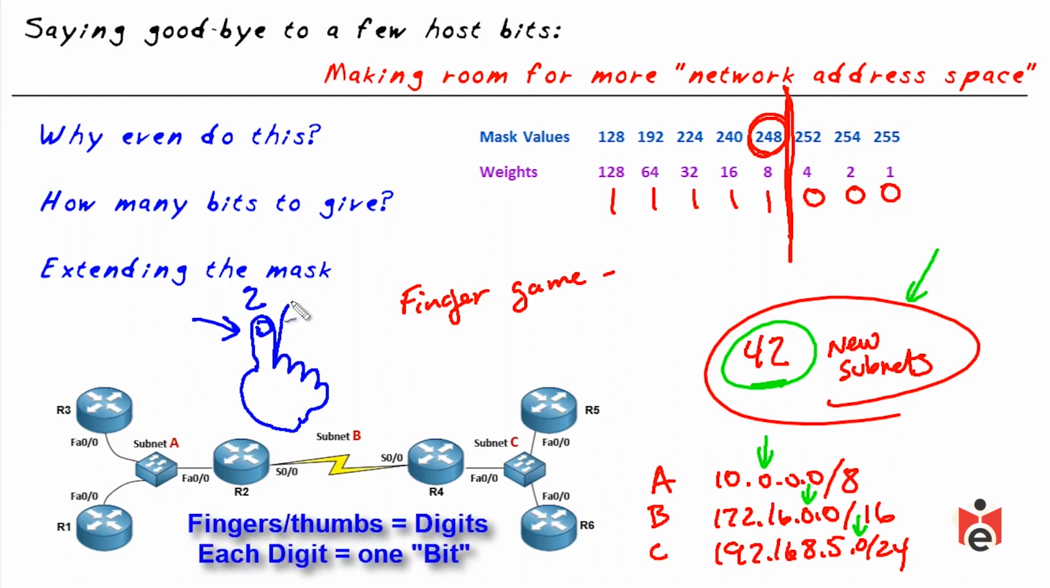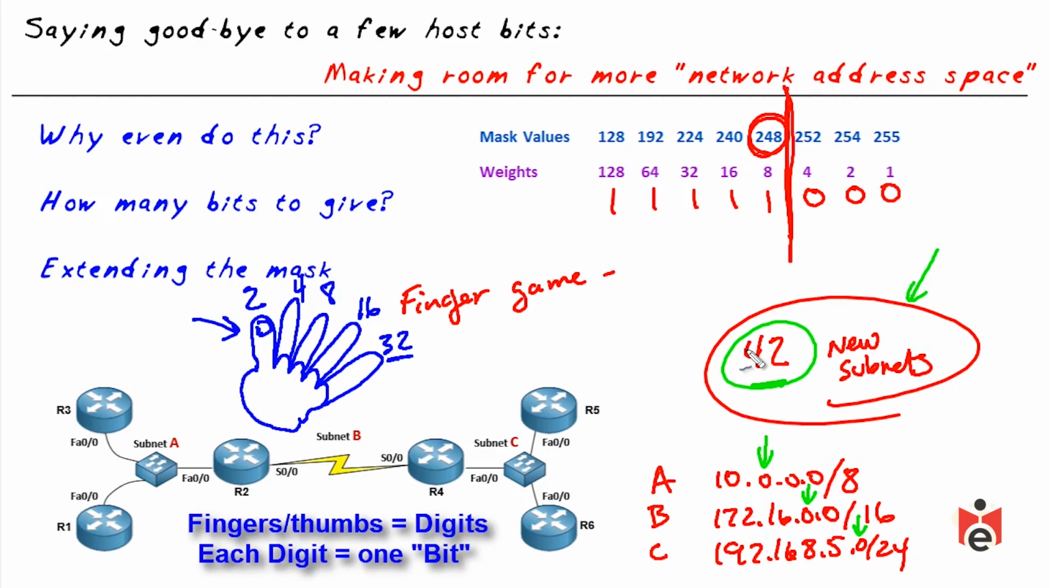We bring up another finger, and we go to 4. That's not enough. We bring up another finger. We go to 8. That's not enough. We bring up another finger. That's 16. That's not enough. We bring up another finger. That is 32, and that is not enough. So if we sacrificed 5 bits for custom subnetting, we would only get 32 subnets, which isn't enough.